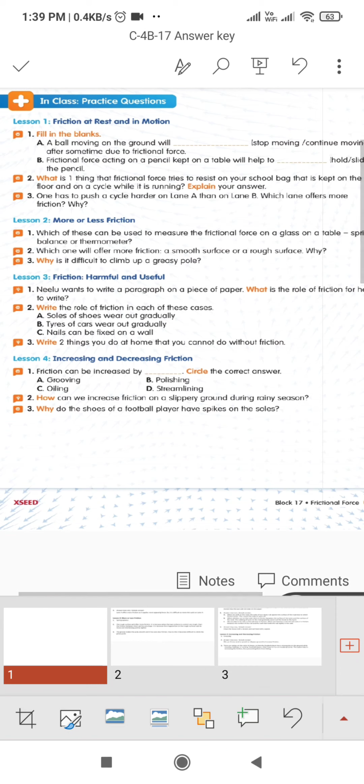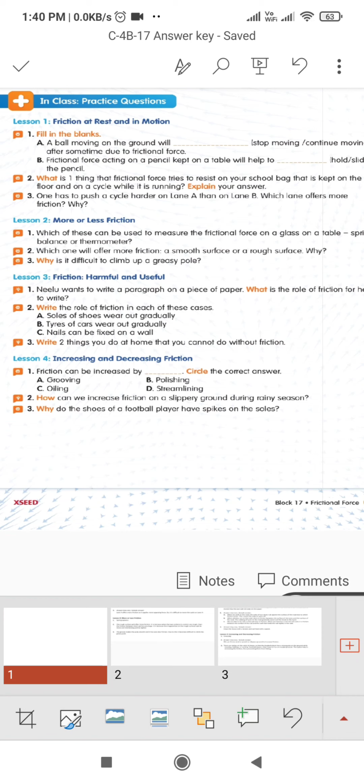Streamline is the shape that is thinner at the starting part and the end part, and thick at the middle part. For example, a fish body is streamlined. Polishing you know, oiling you also know.